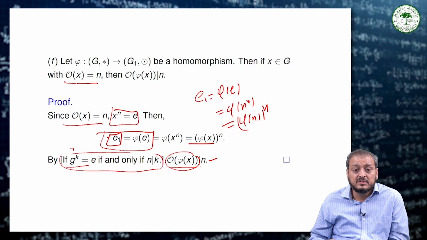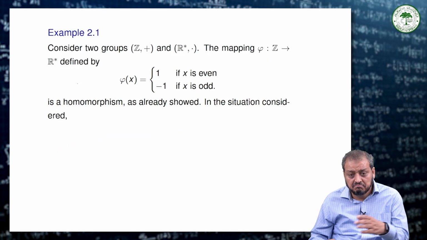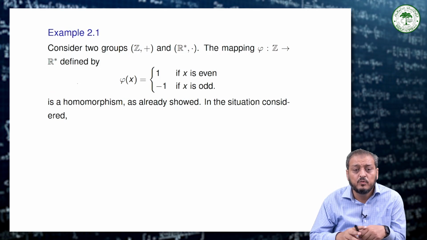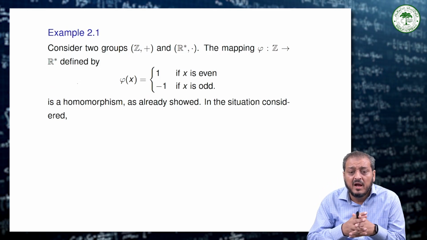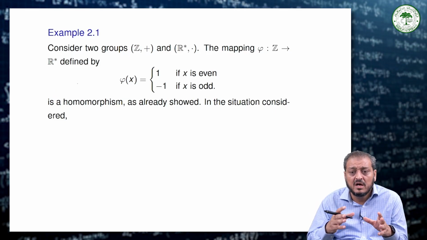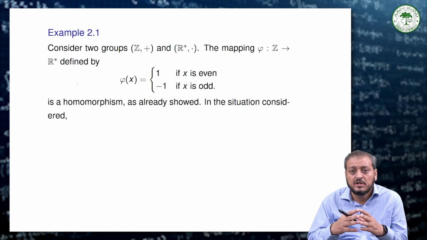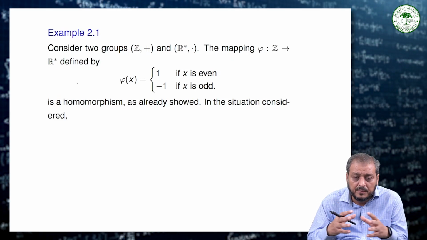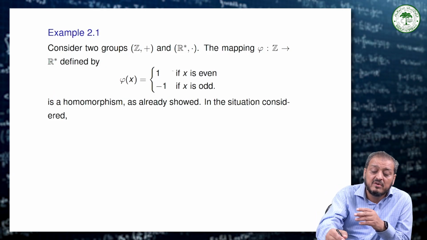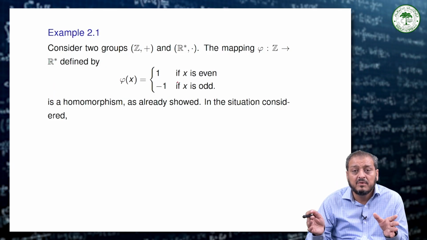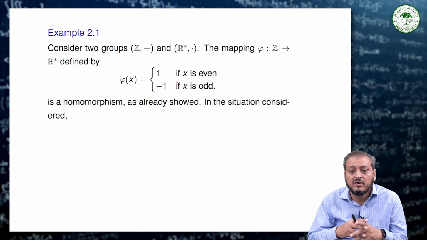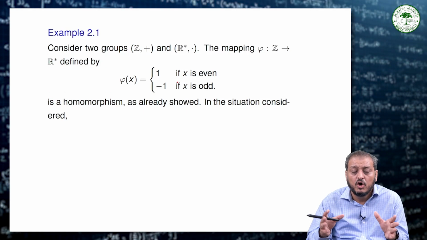Okay, now in this section I conclude with this example. Consider two groups, Z and R star, the set of non-zero real numbers, and phi is a map from Z to R star defined by phi of x equal to 1 when x is even and minus 1 when x is odd. In the last class I already showed that this is a homomorphism.